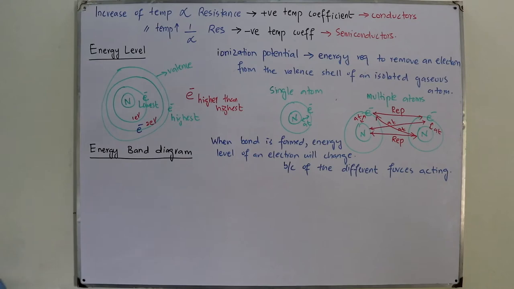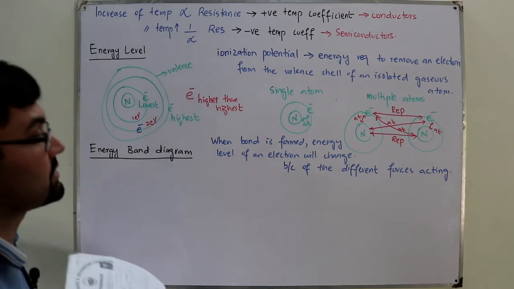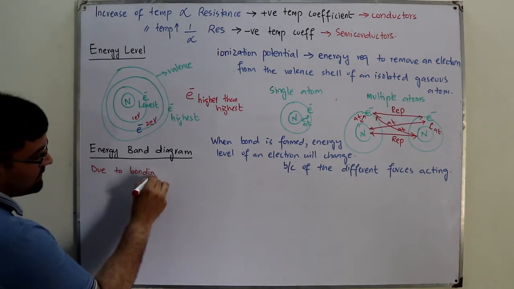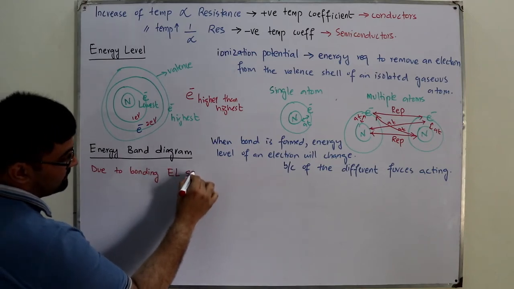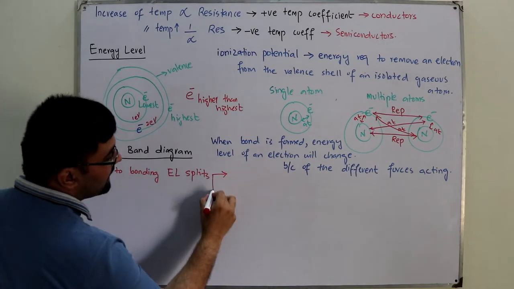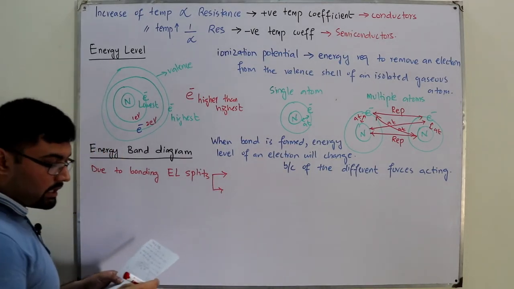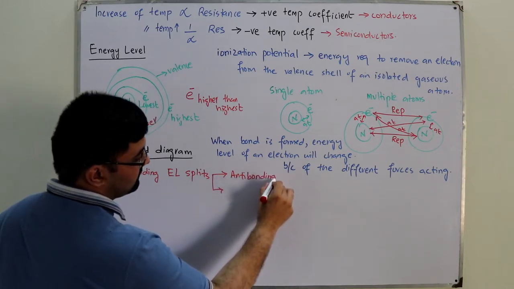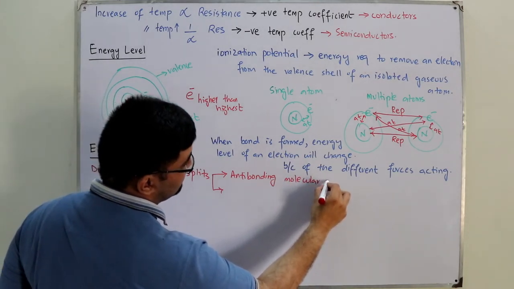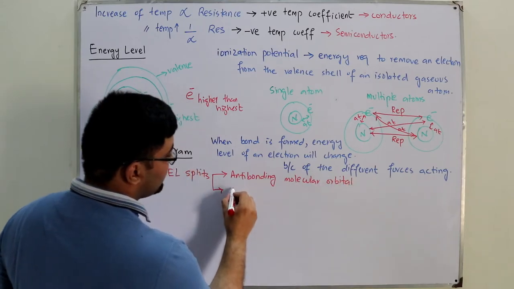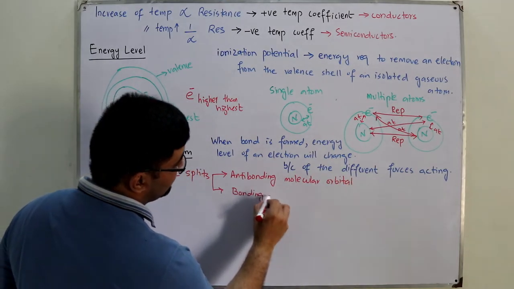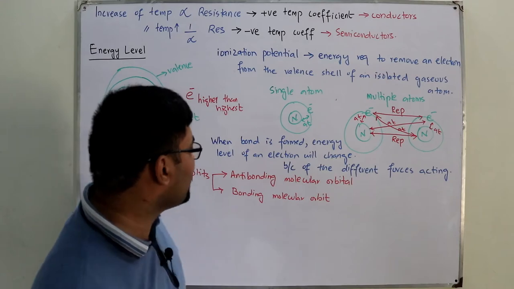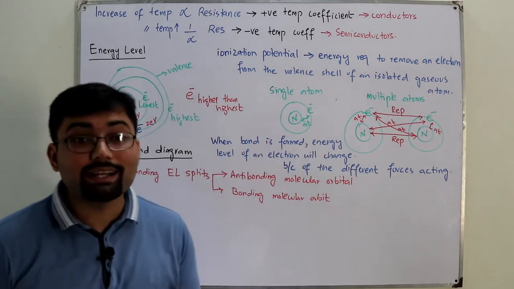Now when bonding occurs, due to bonding the energy level splits. What happens? The energy level splits into two things. One is the anti-bonding molecular orbital, and the next is the bonding molecular orbital. Please confirm if this is molecular or nuclear. This is molecular. So what is the major difference between the two?